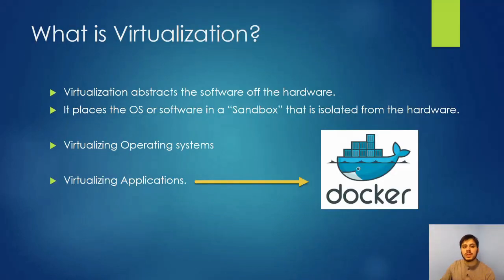So what is virtualization? Virtualization abstracts the software off of the hardware. Now, that's an entirely different video in and of itself, but basically it separates the operating system from directly interacting with the hardware. For quite a while, this has been used for operating systems. One physical server will have many different virtual servers running on it. You can run virtual machines on your computer, etc. But this is now starting to be very popular with applications. So now you can virtualize applications.